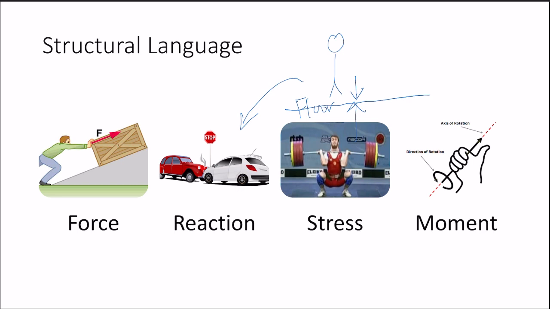Next is stress. It is an internal pressure. A heavy vehicle parked on the road is applying pressure to the road surface. The heavier the vehicle and the smaller the contact area between the vehicle tire and the road, the greater the pressure.